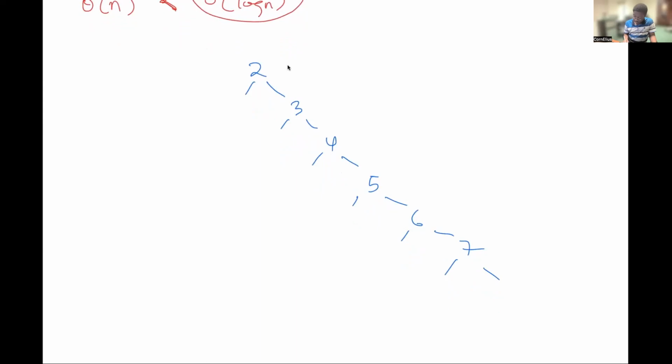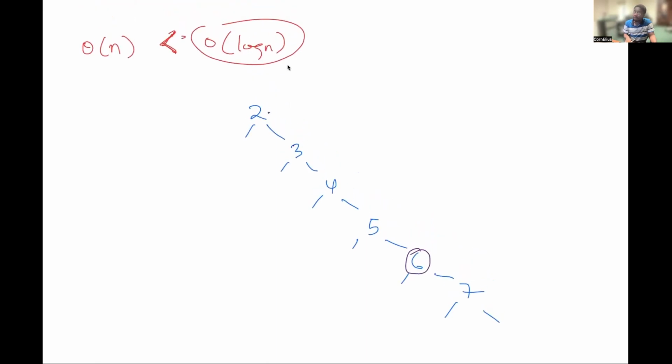Now let's assume we are looking for 6. You can see we will search everything, and that is O of n. Is this tree balanced or unbalanced? Unbalanced. So if the tree is unbalanced like this, you don't get your O of log n, you get O of n. That is the importance of a balanced tree.